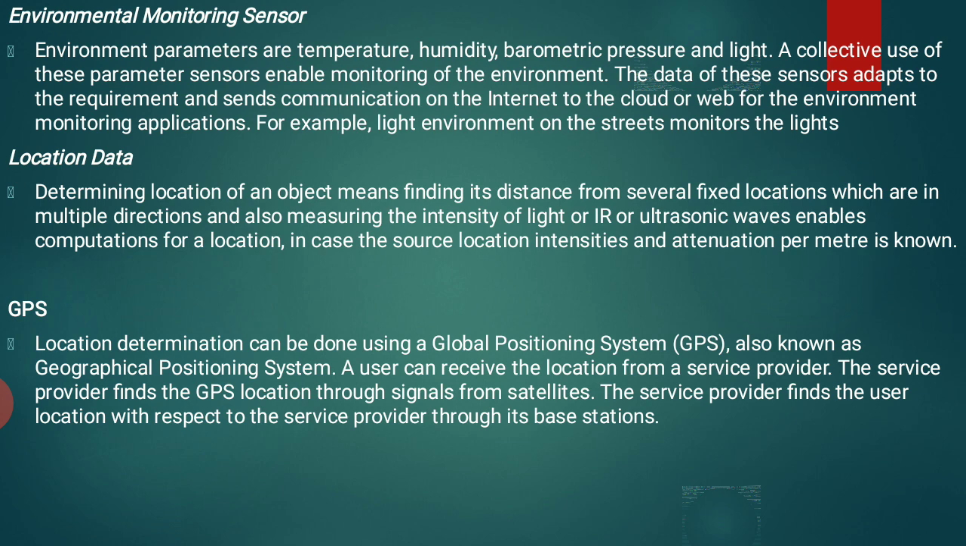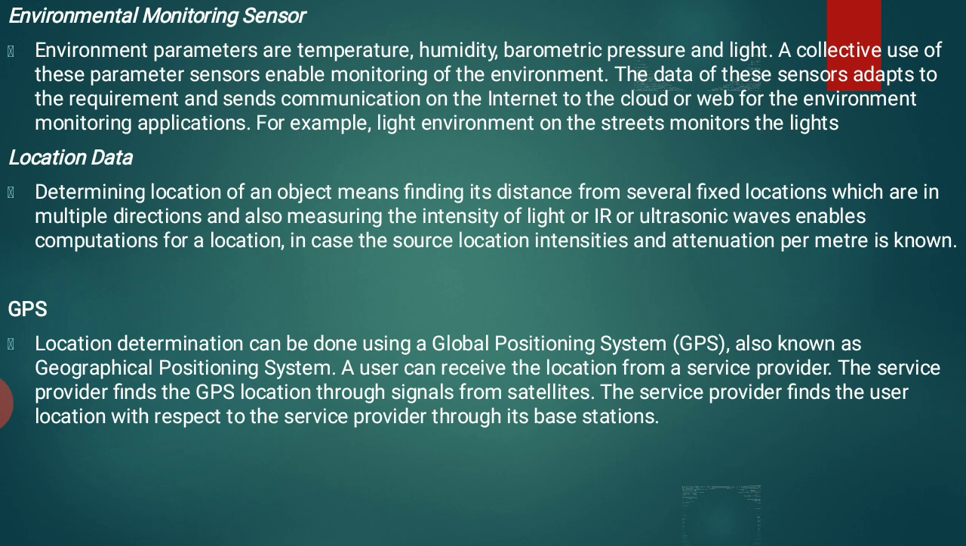Next is the location data. Determining the location of an object means finding its distance from several fixed locations which are in multiple directions, and also measuring the intensity of light or infrared rays or ultrasonic waves enables computation of location, in case the source location intensities and attenuation per meter are known.